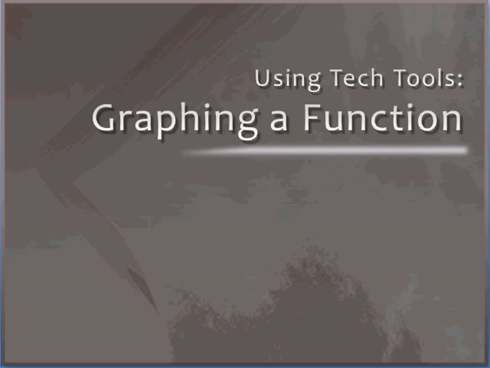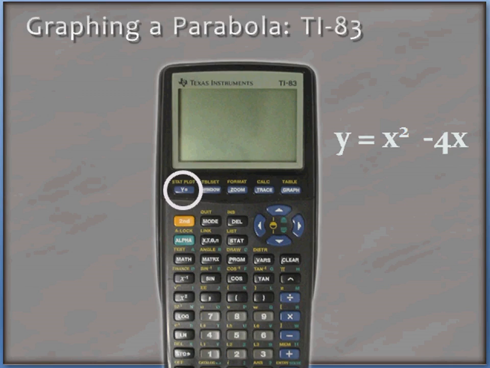So in this video, we're going to graph a function, a simple function, using the TI-83 graphing calculator made by Texas Instruments and Excel, and we'll weigh the pros and cons of each. Take a look at this TI-83 graphing calculator. You may own one of these already, so it may be familiar to you.